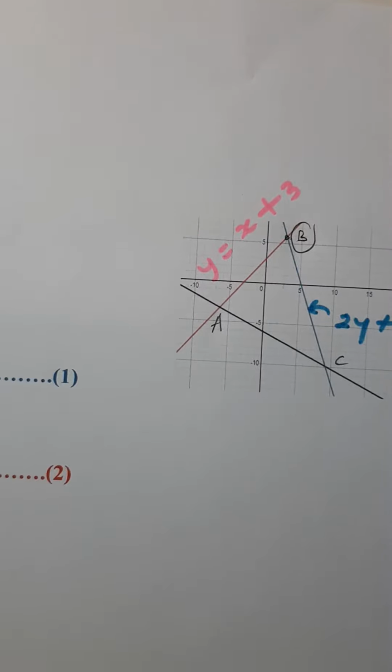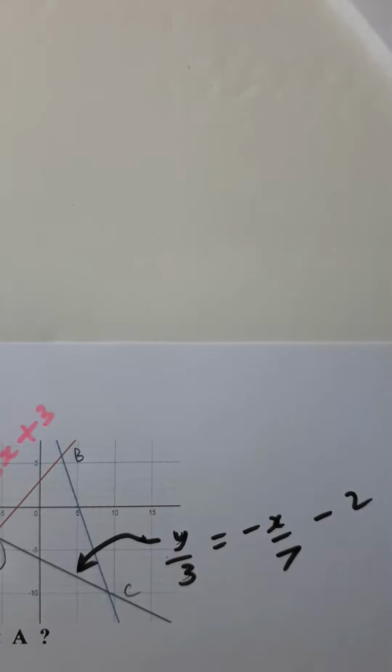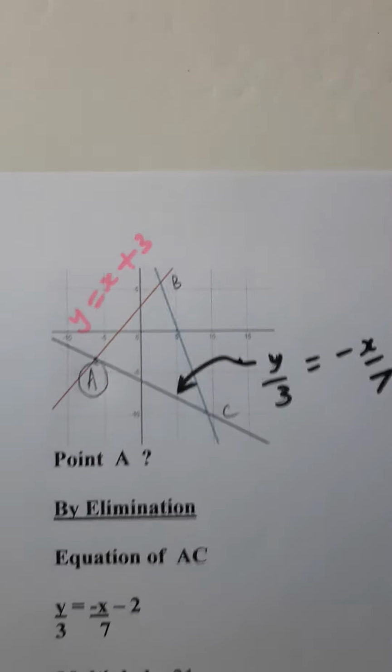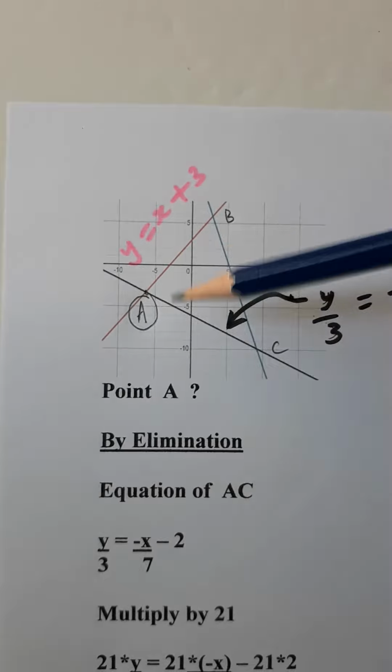After that, let's find the point A. Again, we have to solve this equation, red one and the black one. But the equation given in black does not look very simple. There are numbers in the denominators. Therefore, the first thing we do is we have to get rid of the numbers in the denominator.